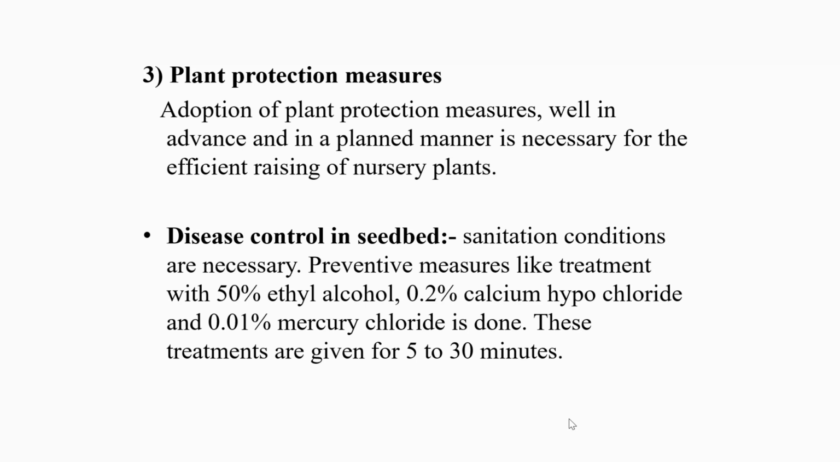Next one is soil treatment. Soil contains harmful fungi, bacteria, nematodes, and even weed seeds, which affect the growth and further development of plants. These can be eliminated by heat or chemical treatment. For that, soil is disinfected by heating to a temperature of about 82 degrees centigrade for 30 minutes. Next is chemical treatment. The chemicals formaldehyde, methyl bromide, and chloropicrin are used.